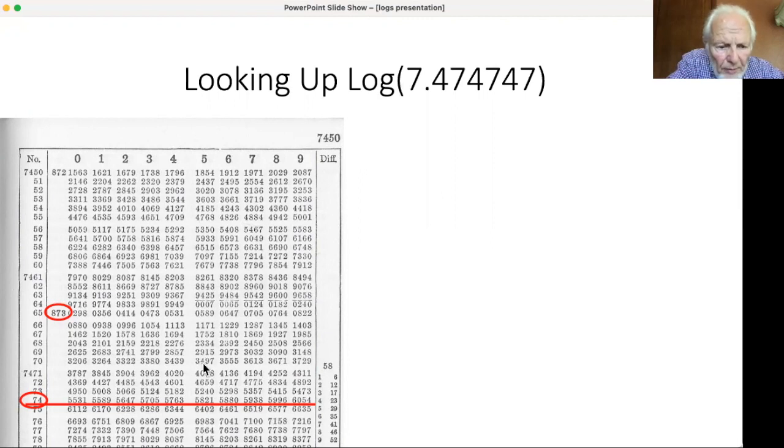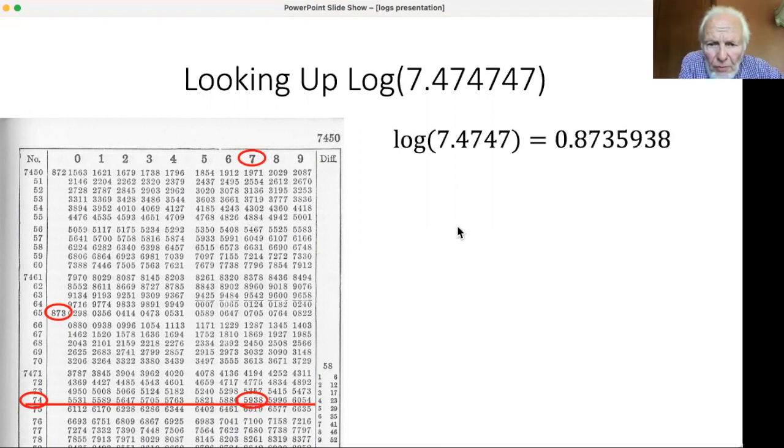So then we go to 747, that gives us this one. So log of 7.4747 is 0.8735938. And now we look at this difference and we find that it's 58.